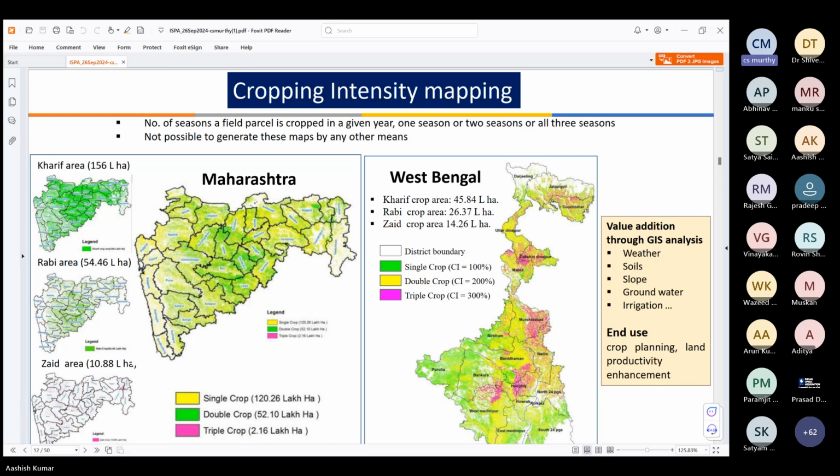So for that, this cropping intensity map, which we can now generate at a 10 meter granularity, can be integrated with other layers, whether soils, slope, groundwater, irrigation, and so on, and do the analysis. What are the potential areas to expand cultivation to two seasons? What are the potential areas where you can occupy all the three seasons? So this kind of value addition you can bring, and this is useful for planning purposes. Please remember, this cropping intensity map can be generated only through remote sensing and not by any other means. So this is a unique advantage of remote sensing technology for mapping this kind of intensity and other distribution maps. Next, please.